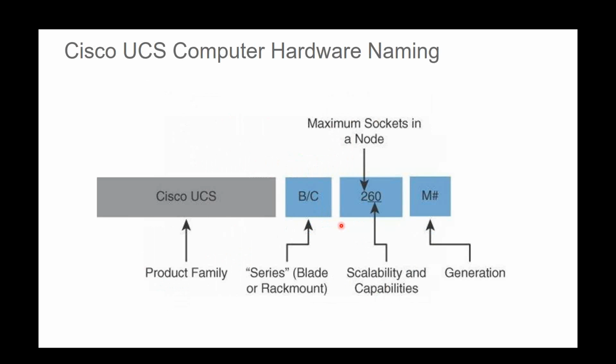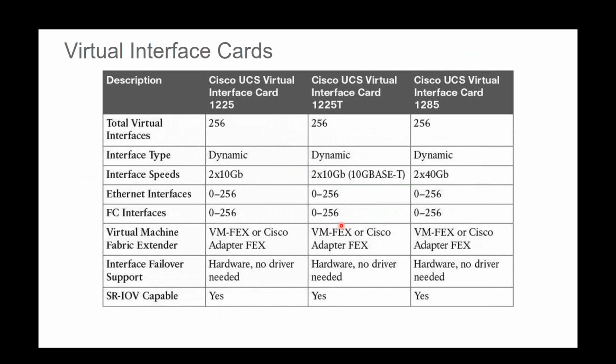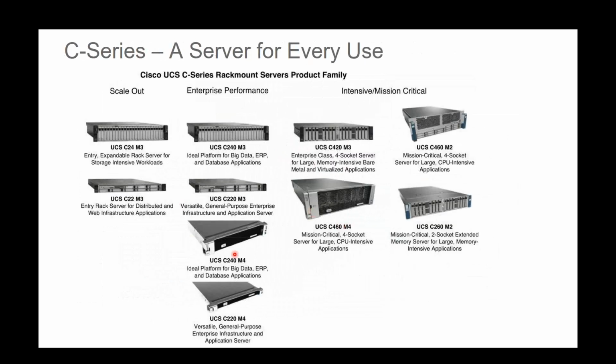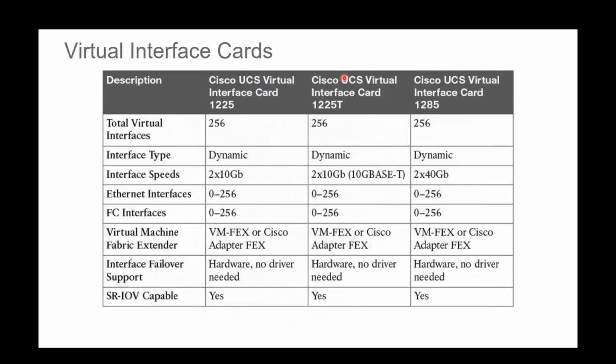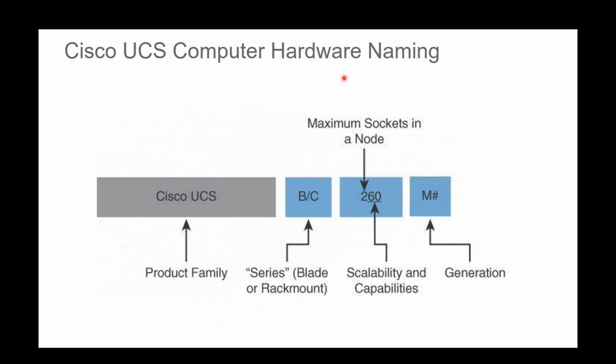So here we're going to look at the UCS computer hardware naming. This is worth learning. You're going to see here there's a lot of models. They're on Gen 4 now for servers, Gen 3 for fabric interconnects. There's a lot of blade models. It's a lot of things to memorize. But if you remember the naming convention, it makes it a little bit easier. There is some logic to the naming.